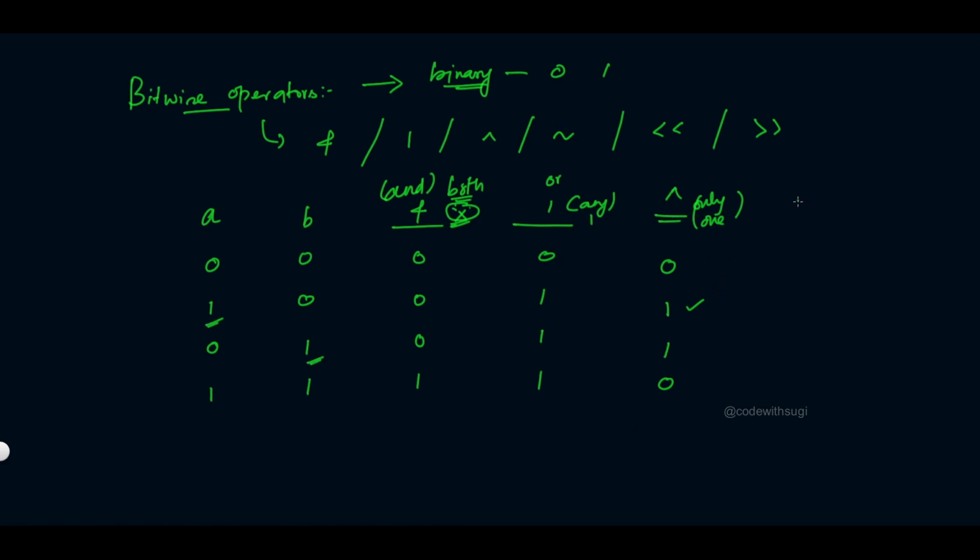Then complement. Complement will act on only one bit. Say for example, if you have 0, then it will return 1. If you have 1, it will return 0. So now I think you have a good idea about how AND, OR, XOR and the complement are working. We have two more operators in this, so let's discuss those.